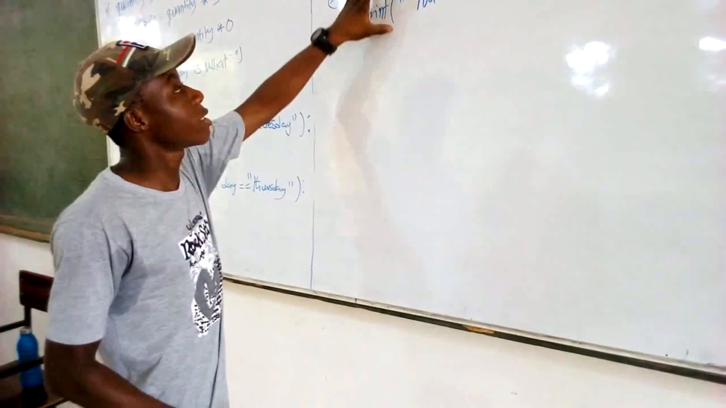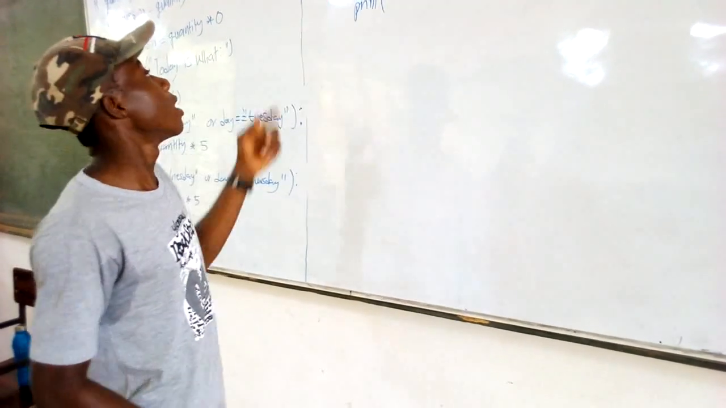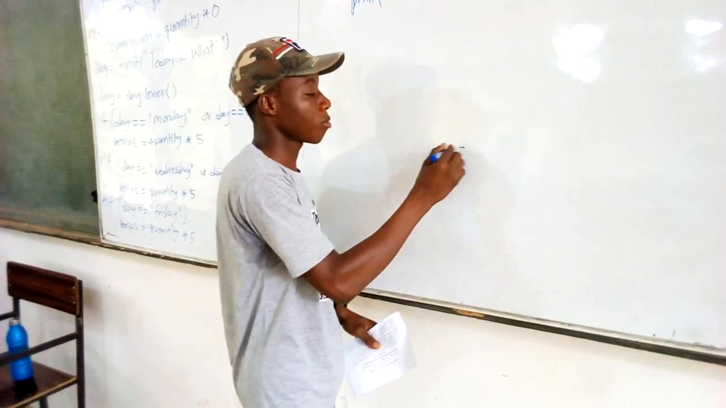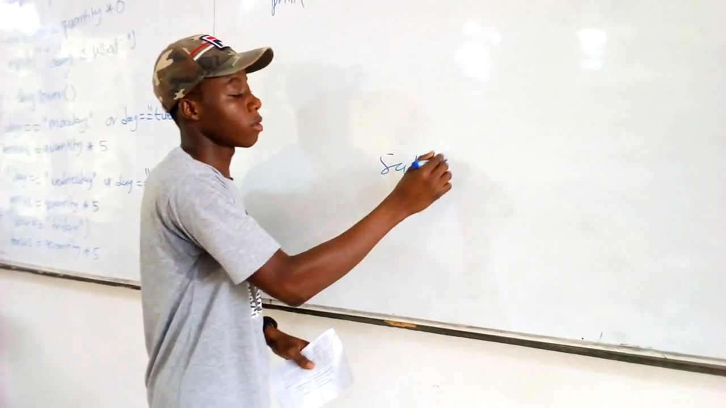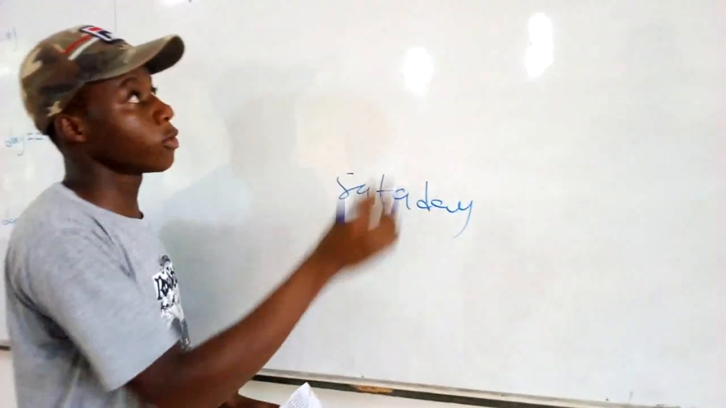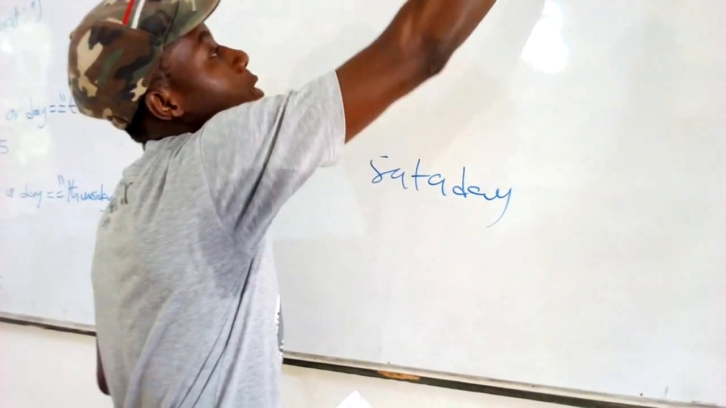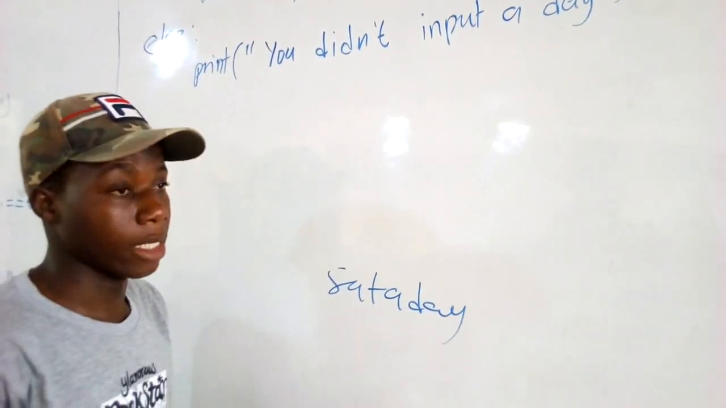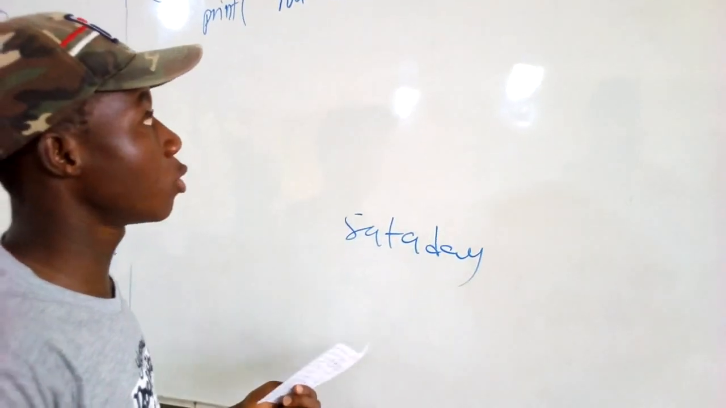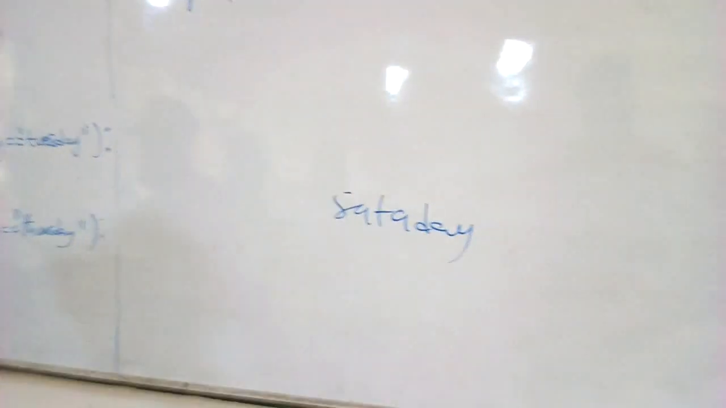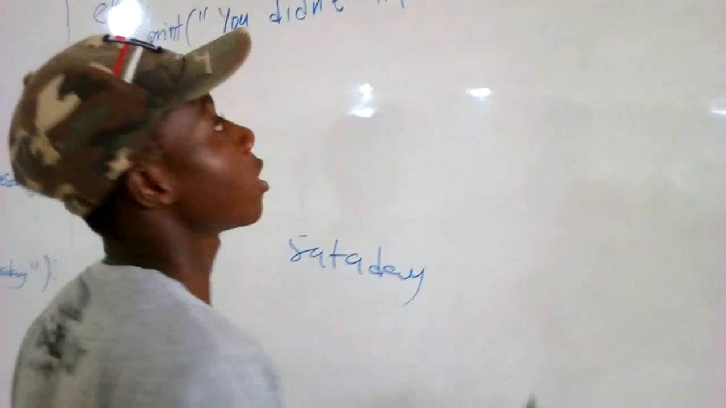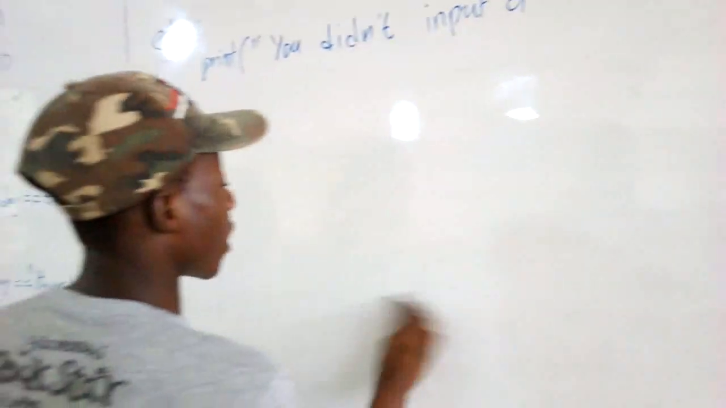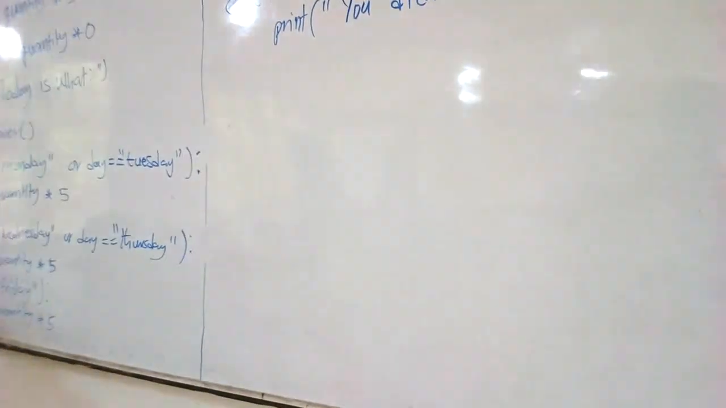So now what this else statement does is that if you spell Saturday wrongly, this message will display for the user to see: "You didn't input a day." Or, let me put it this way, I'll put: "You didn't input a correct day."